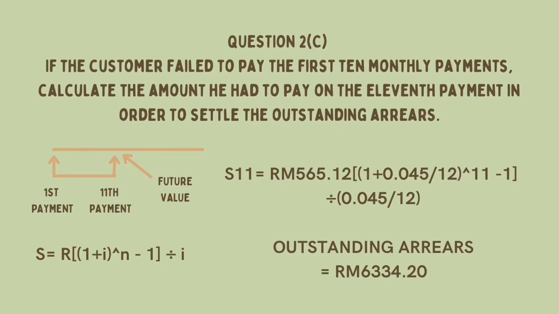The formula for future value is S = R[((1 + i)^n - 1) / i]. Now we will add the numbers into the formula. Since he has to pay on the 11th payment, we will put S11 at the front. So S11 = 565 ringgit and 12 cents [((1 + 0.045/12)^(11-1)) - 1) / (0.045/12)]. And the final answer will be 6,334 ringgit and 20 cents.